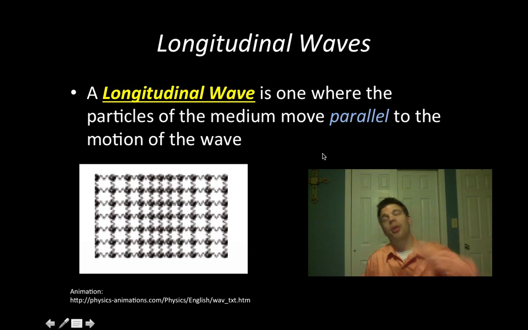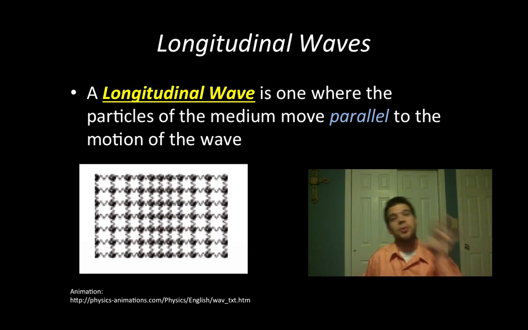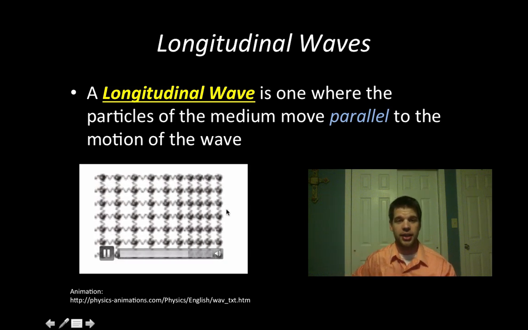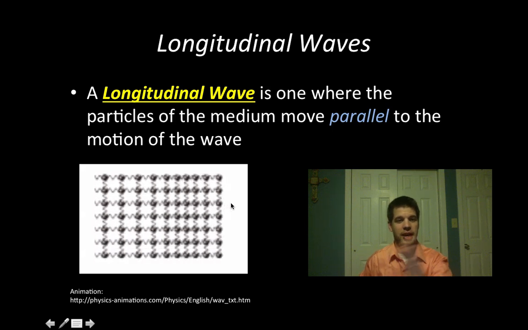So then we have longitudinal waves. We talked about transverse, we now have longitudinal. A longitudinal wave is one where the particles of the medium don't move perpendicular anymore, they're actually parallel to the motion of the wave. And so if the wave's moving side to side, the particles are moving side to side. So this is a small illustration of that. You see that as the wave travels down this way, the particles are going the same direction.